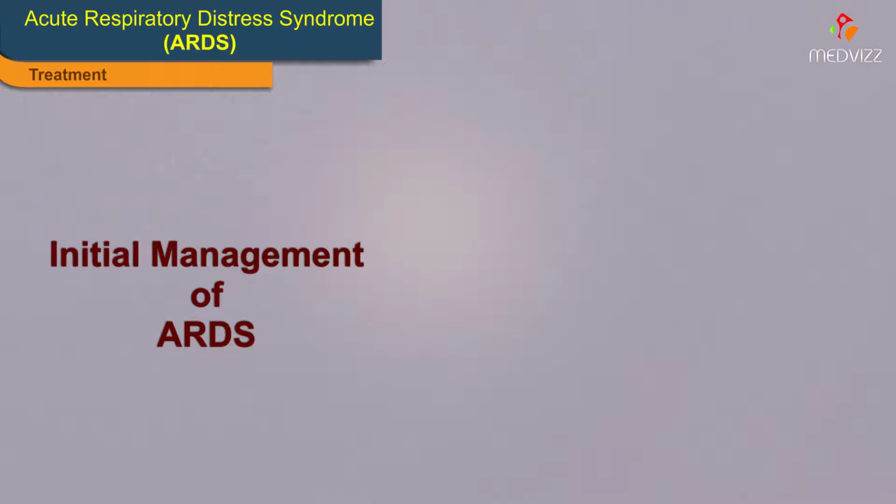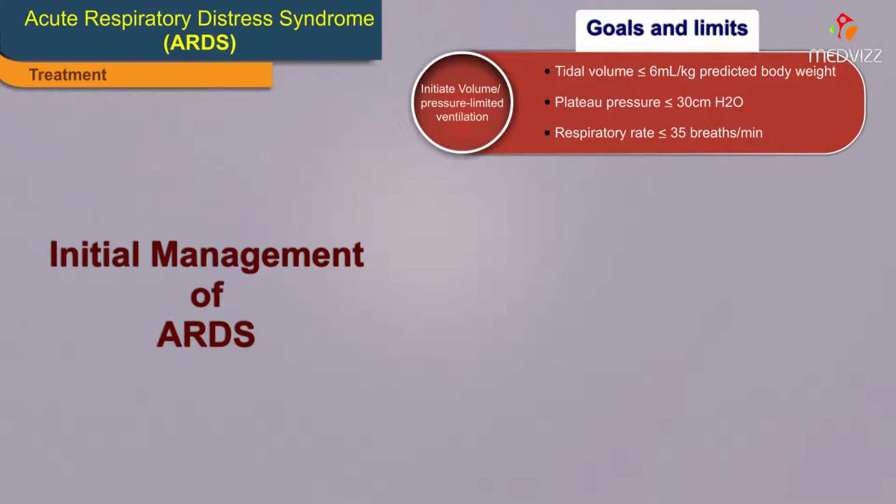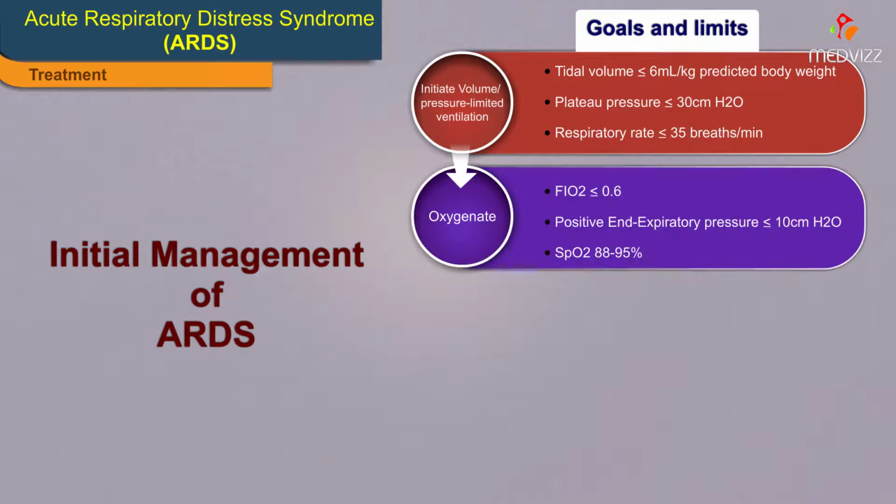The initial management of ARDS: you initiate volume or pressure-limited ventilation, and the goals and limits include a tidal volume less than or equal to 6 ml per kilogram predicted body weight, keeping the plateau pressure less than or equal to 30 centimeters of water, and a respiratory rate less than or equal to 35 breaths per minute. You have to oxygenate, and the FiO2 should be kept below or equal to 0.6 or 60%, a PEEP, or positive end expiratory pressure, less than or equal to 10 centimeters of water, and maintain a saturation of 88 to 95%. The PEEP can be higher depending on the status of the ARDS.